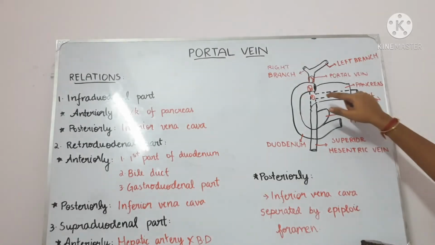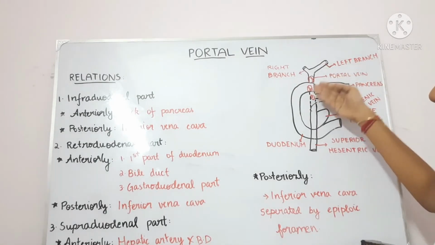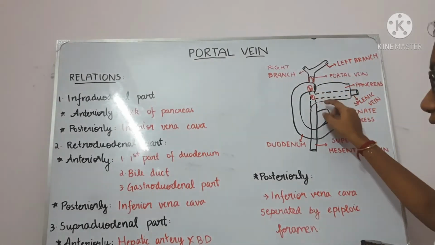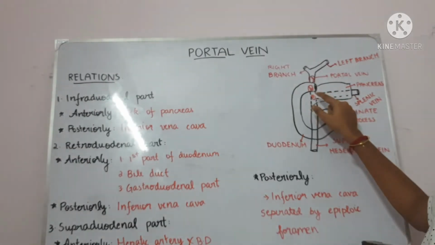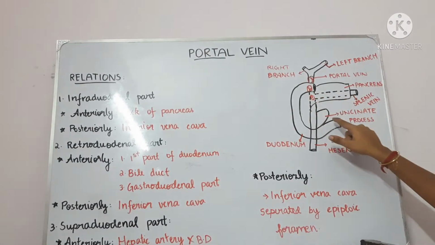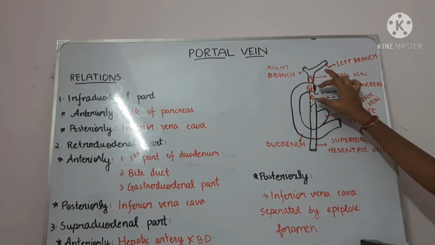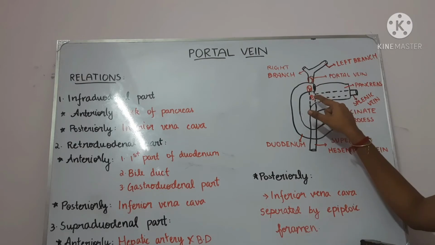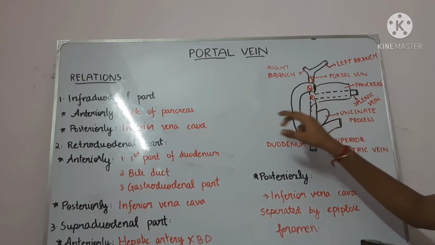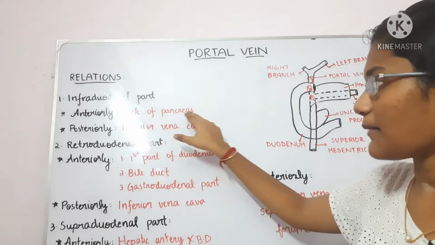So now talking about the relations, the first part anteriorly, it is very clearly seen that it is related to the neck of the pancreas. This is the uncinate process of the pancreas, this is the head proper of the pancreas, this is the neck of the pancreas. The first part is directly below the neck of the pancreas. So anteriorly it is related to the neck of the pancreas.